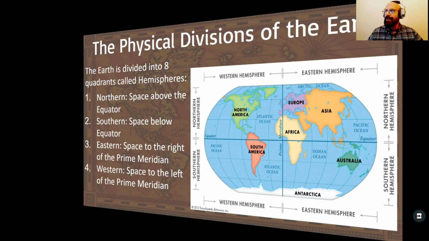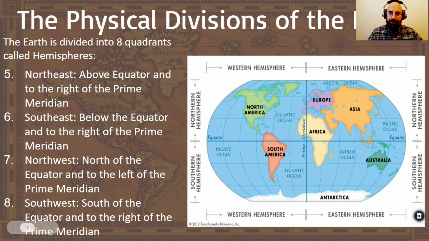I'm so glad you asked. Because then we have our intermediate hemispheres, kind of like the intermediate directions on a compass rose. Up here we have the northeastern hemisphere, so everything north of the equator, but also to the east of the prime meridian. So that would be only this space here, north of the equator and east of the prime meridian. We also have the southeastern, which is south of the equator and east of the prime meridian. Then we have the northwestern hemisphere, which is everything north of the equator and west of the prime meridian. And of course, the southwestern, which is south of the equator and west of the prime meridian.